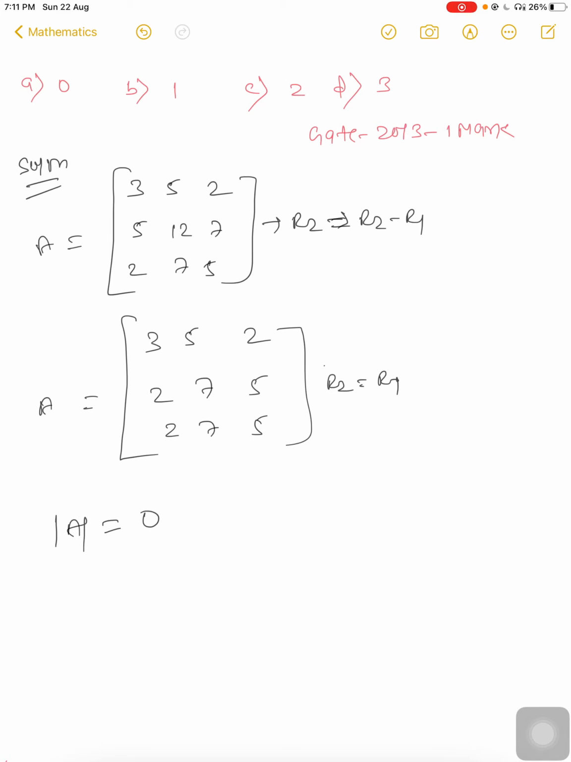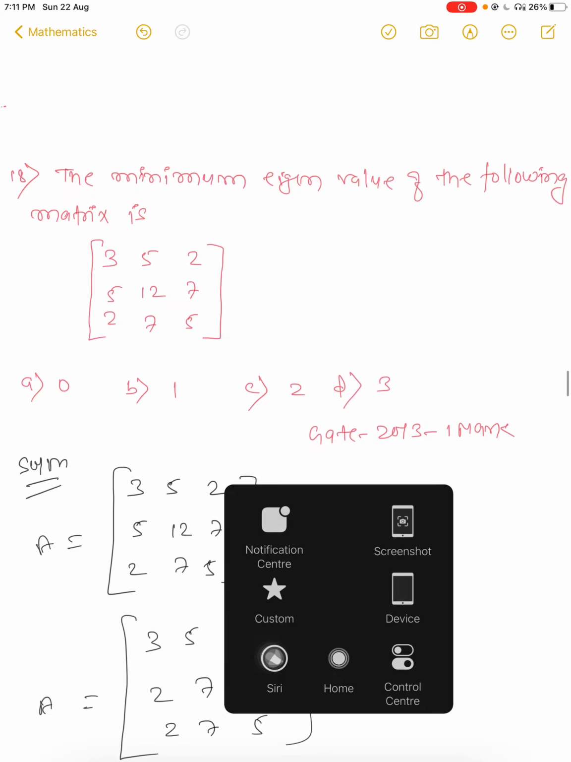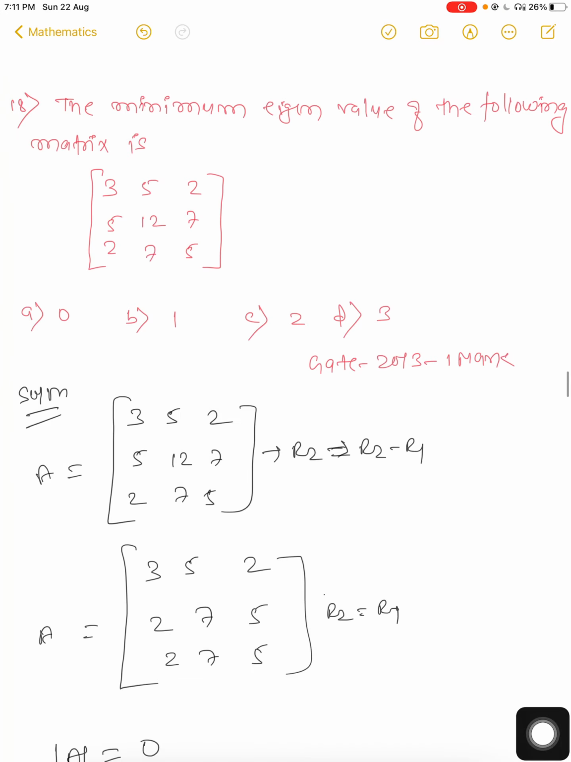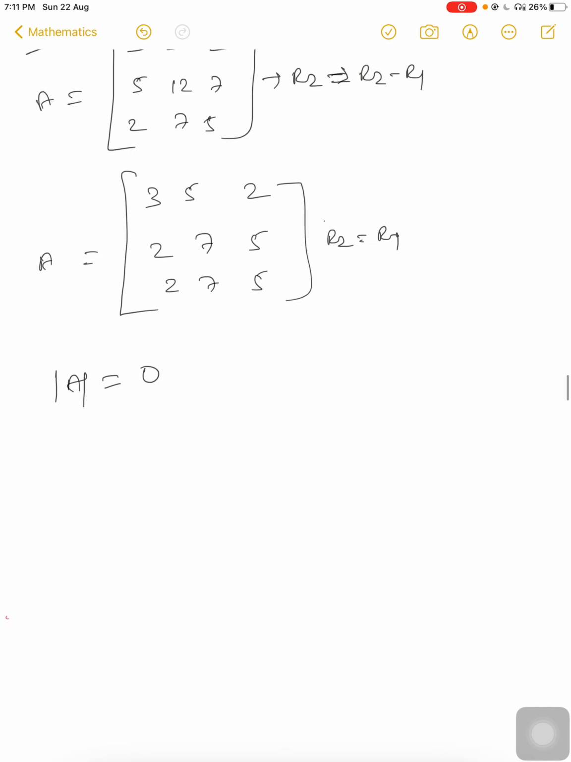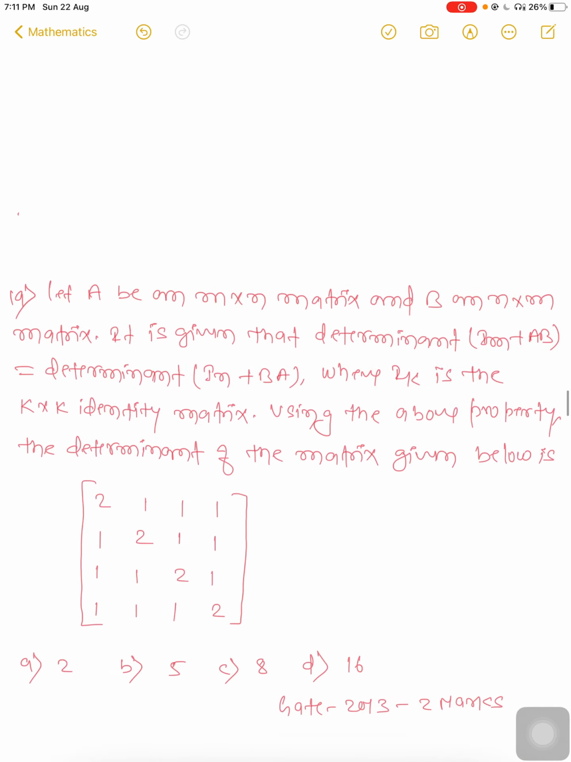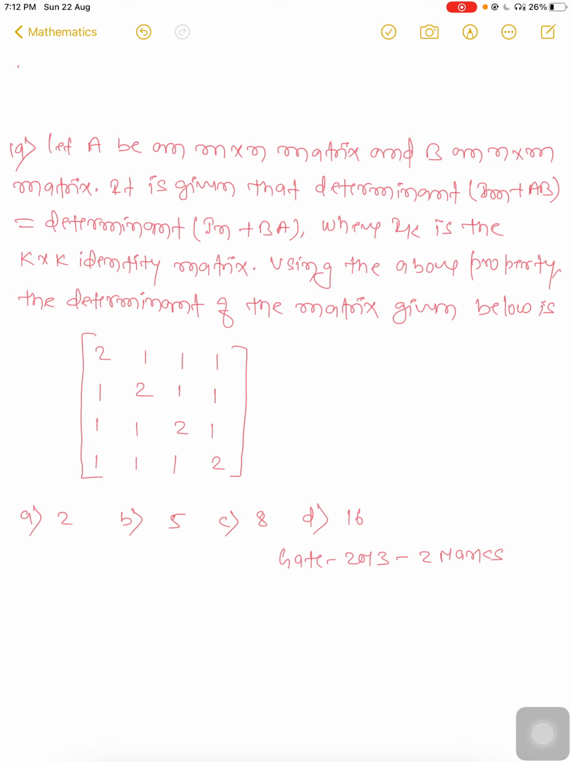Then the determinant of the matrix being 0 is only possible when any one of the eigenvalues is 0. So when you check the eigenvalues, one of them will be 0 and the minimum value will be 0. Option A will be the right answer. Got it? And now comes the next question.